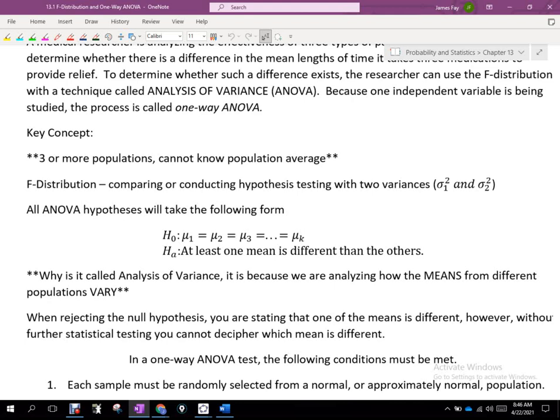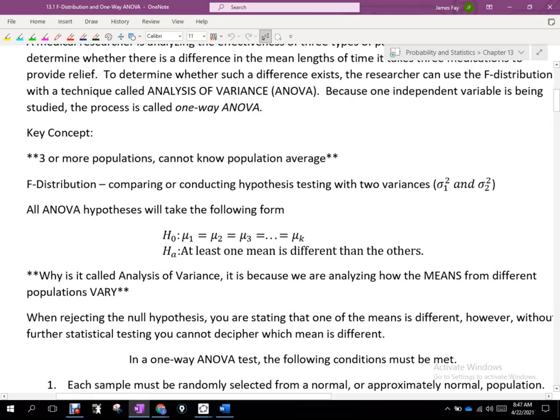So we would say that one of those does have a different time interval for providing relief. It does not pinpoint which one, though. Does that make sense? So it gets the ball rolling by saying that there is a difference, but then we would have to do further testing to realize where the difference resides, in which medication.